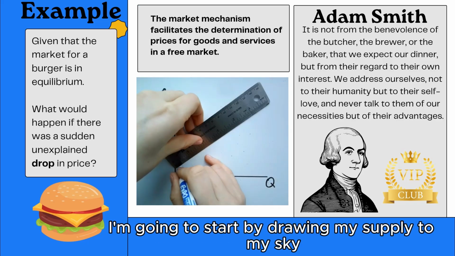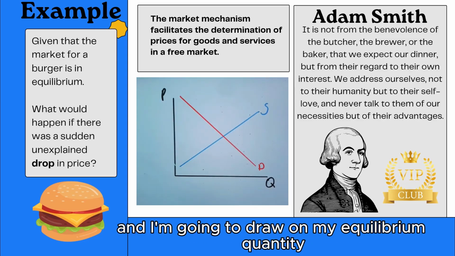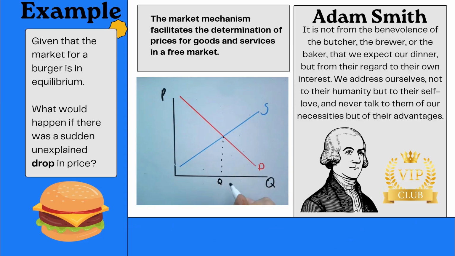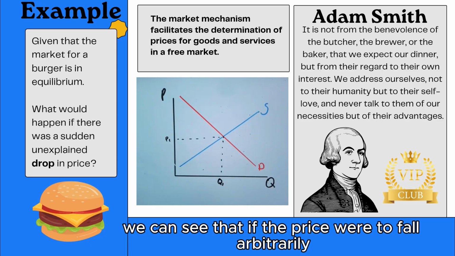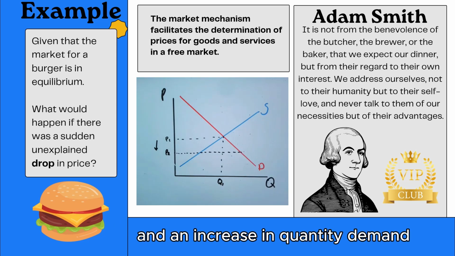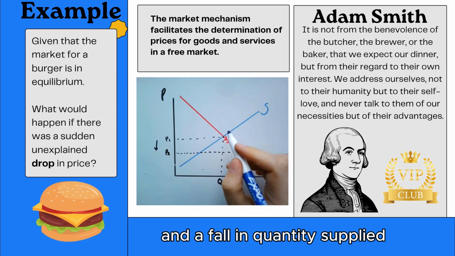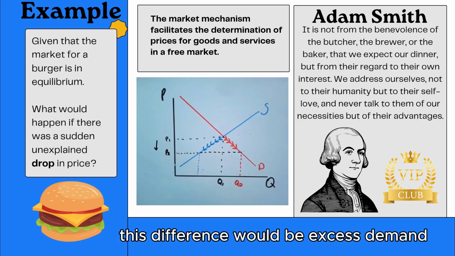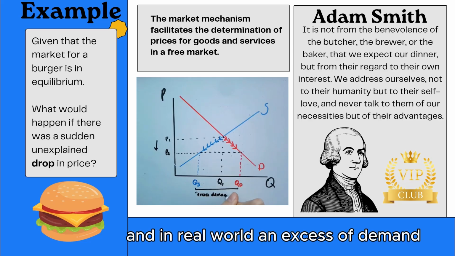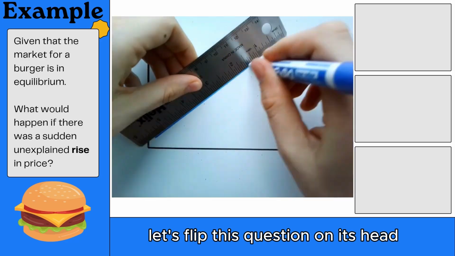I'm going to start by drawing my supply curve and my demand curve, and I'm going to draw on my equilibrium quantity and my equilibrium price. We can see that if the price were to fall arbitrarily, then we would see an extension along the demand curve and an increase in quantity demanded, but a contraction along the supply curve and a fall in quantity supplied. This difference would be excess demand, and in the real world, an excess of demand for burgers would be a shortage of burgers.